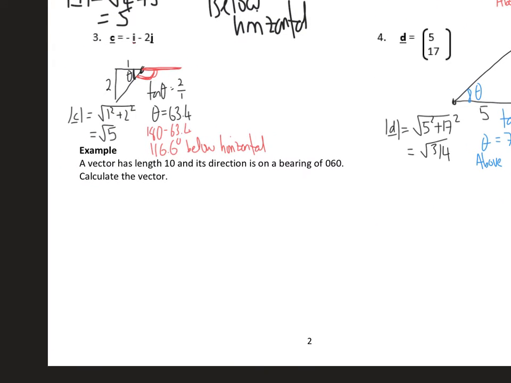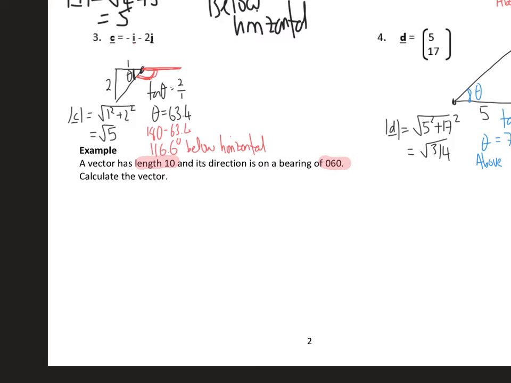Okay, so hopefully you get an idea. It's Pythagoras. It gives me the magnitude, the length, and I use SOHCAHTOA, mainly tan, to get the direction. Let's look at an example where we've got the length and the direction and we want to get the vector. So it says a vector has length 10 and its direction is on the bearing of 060.